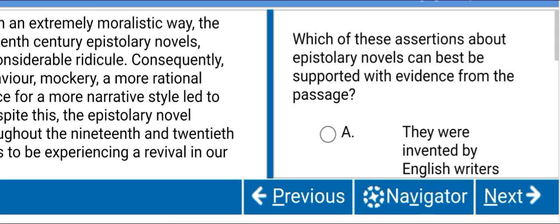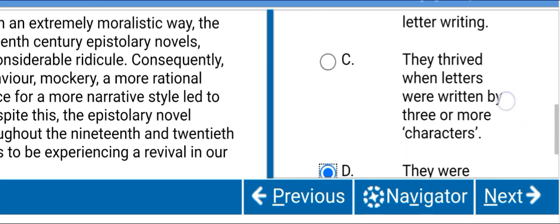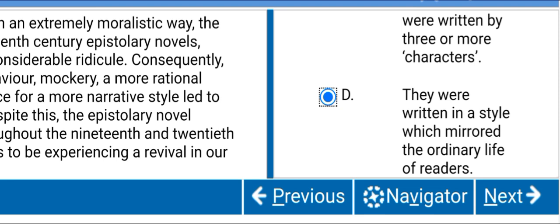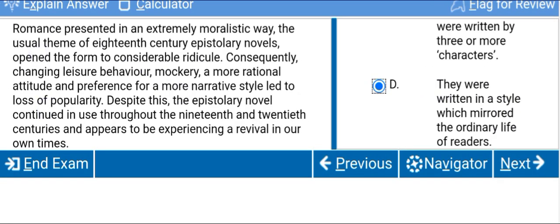So the statement was, which of these assertions about epistolary novels can best be supported with evidence from the passage? So we can say this assertion, that they were written in a style which mirrored the ordinary life of readers, is the correct option.